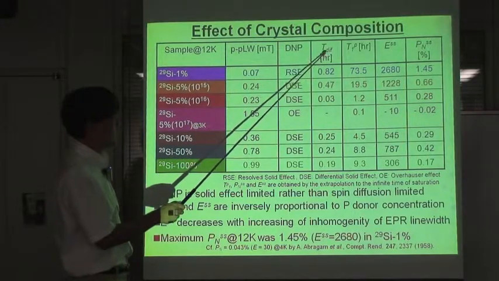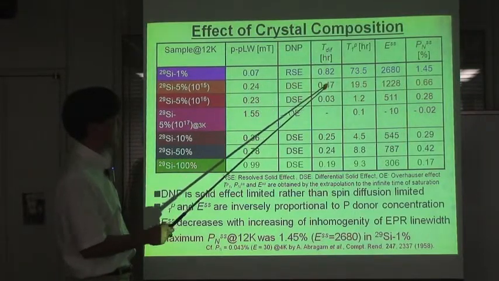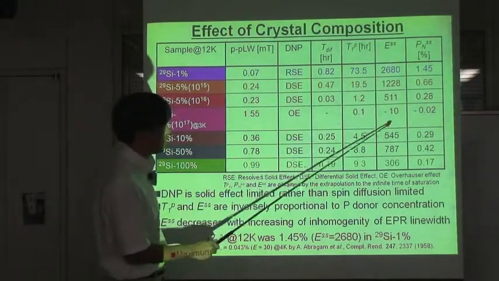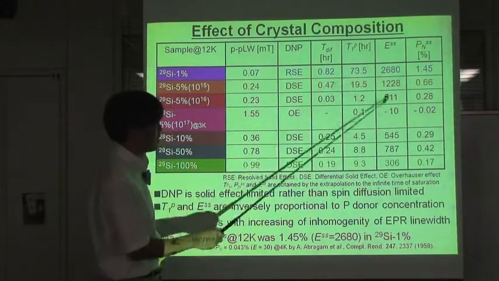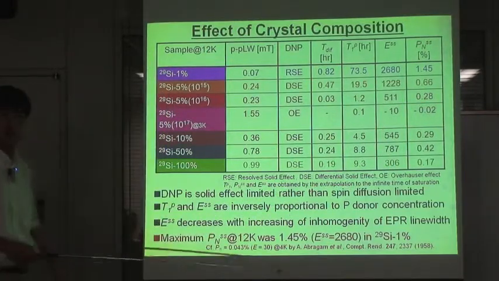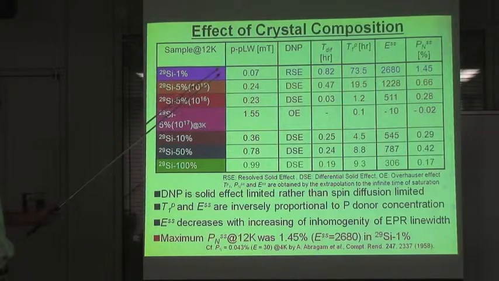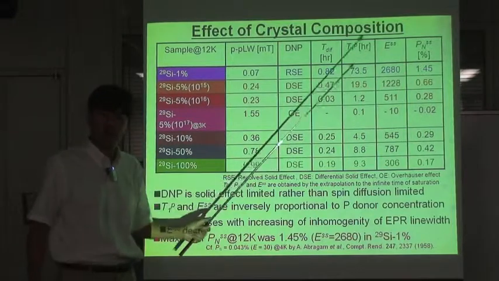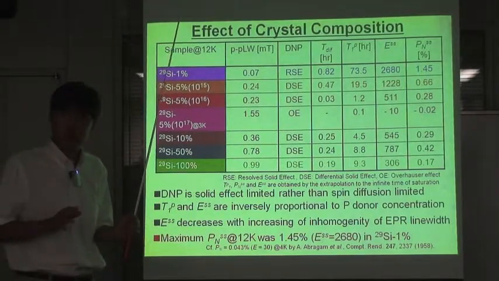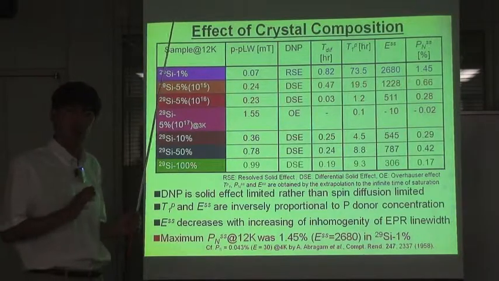Diffusion time is given here, and then enhancement is given here. The 29 nuclear spin enhancement is here, and finally the polarization is given here. So the maximum polarization of 29 silicon we have obtained is 1.45%. This is more than 1,000 times better than thermal equilibrium. So we've done quite well.